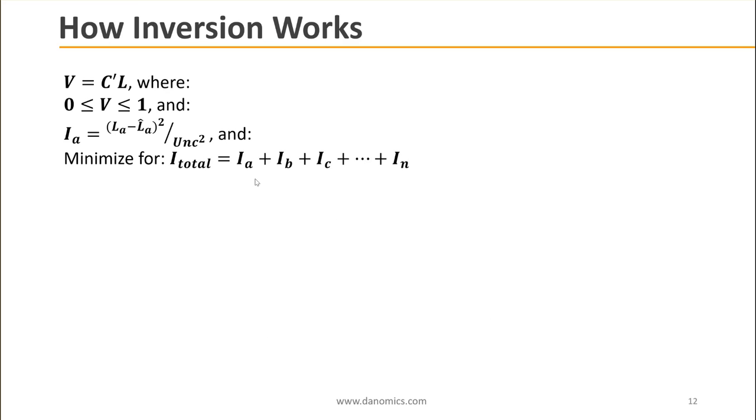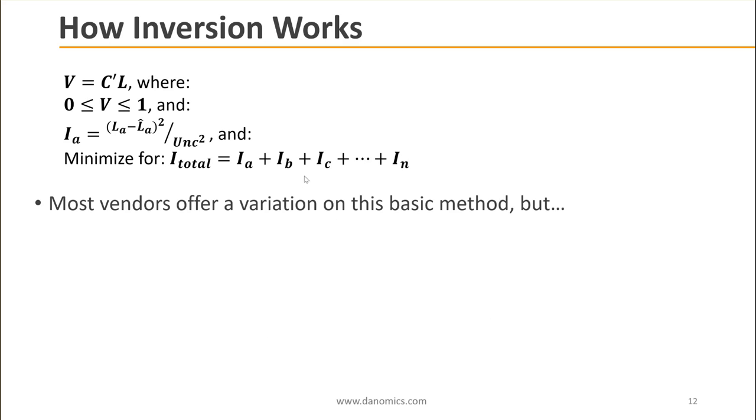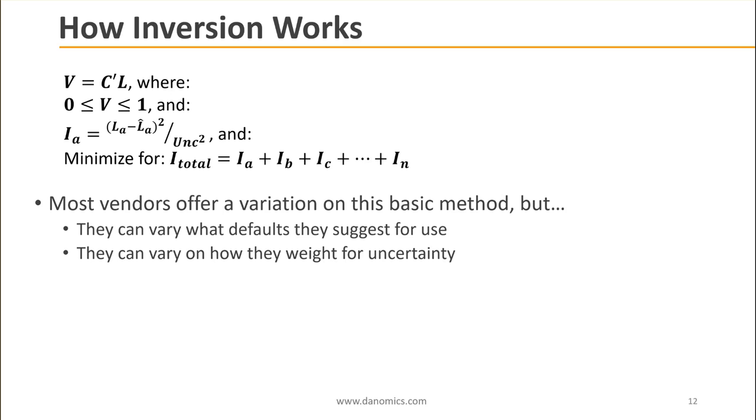So that is the process here in a nutshell, and most vendors offer some sort of variation on this basic method, but I will say it can vary with respect to what defaults we all use. We're often close, but there's some details around the edge. We certainly use different uncertainties for the logs. There's a lot of different published values out there, so we may take one set and another vendor may take another.